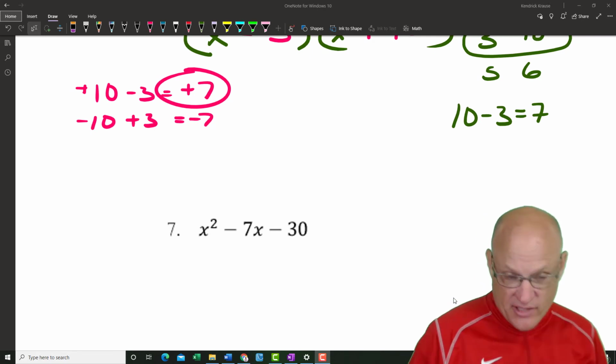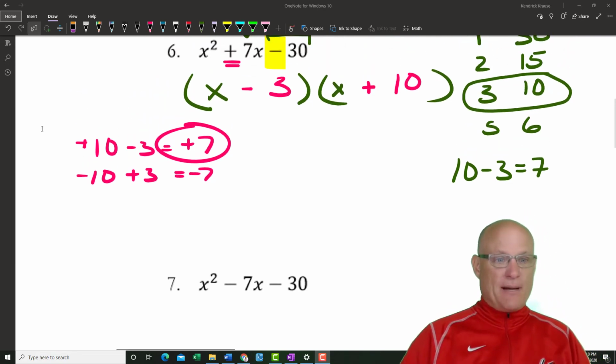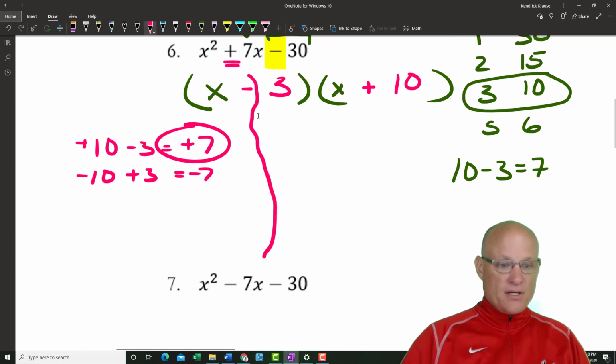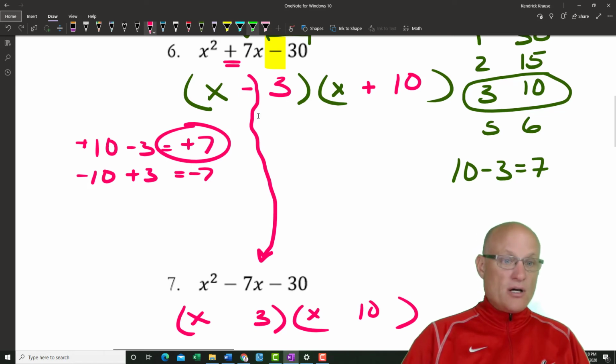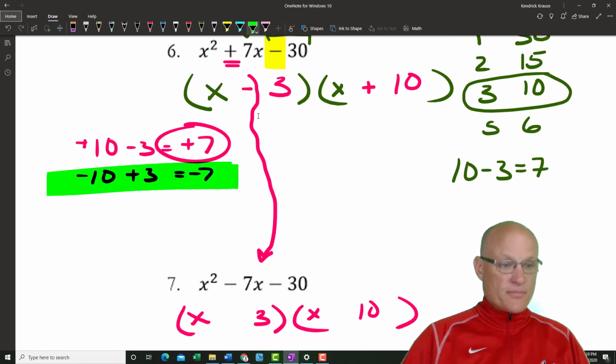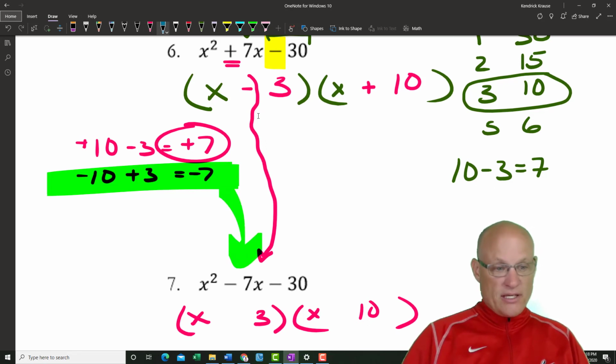Okay, so you'll notice, just like on problems 1 and 2, these problems are very similar. The only difference is now I want a negative 7 instead of a positive 7. So now I'm going to do x and x, 3 and 10. But now I want to use this one because those add up to negative 7. So now I want to use negative 10 and positive 3 because that will give me the negative 7.